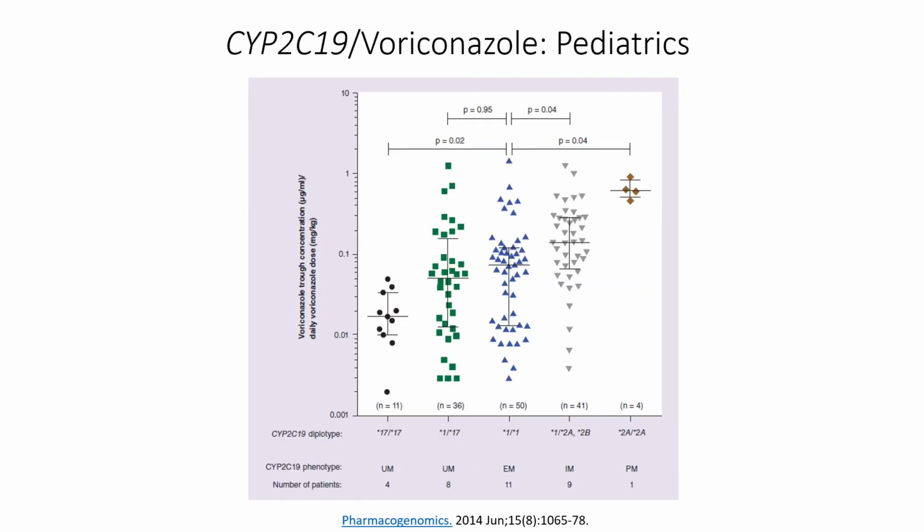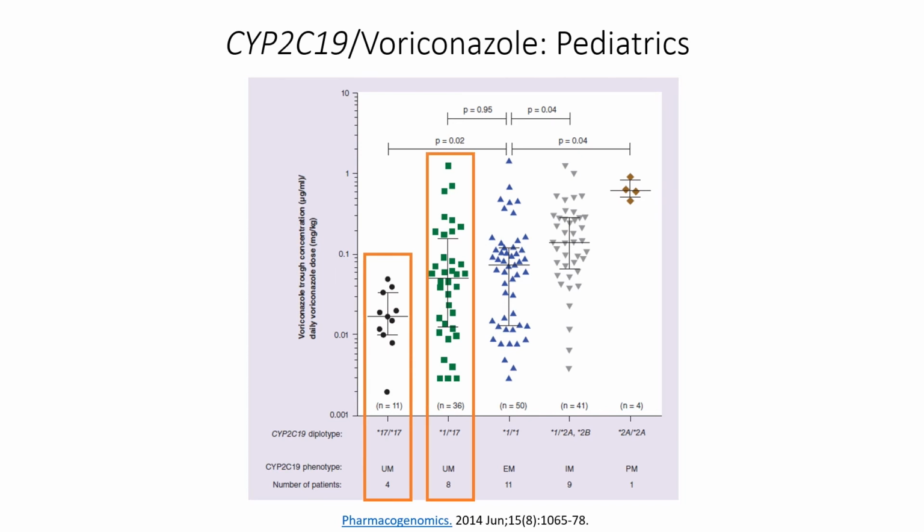So now we're going to look at pediatrics. You do see a little bit of the same with ultrarapid metabolizers. They do definitely have increased metabolism of voriconazole. But when you look at the rapid metabolizer, it looks very close to the normal metabolizer, and this is not the only study that showed this, because there's so much variability in pediatrics, right? And maybe in this case, pharmacogenetics may not matter that much in these patients.